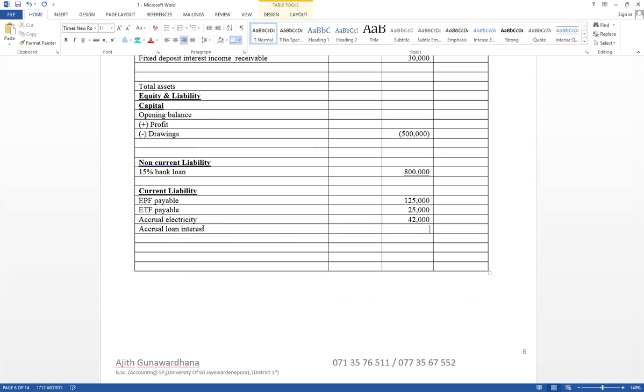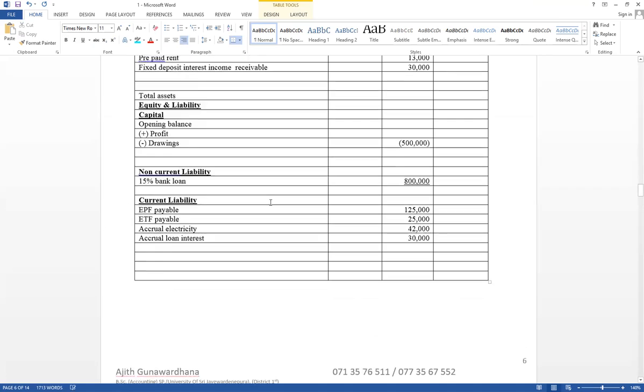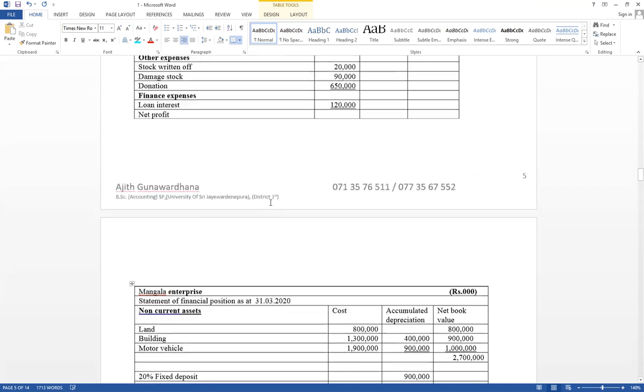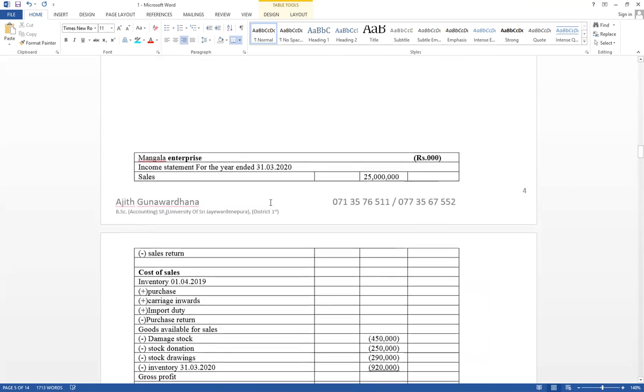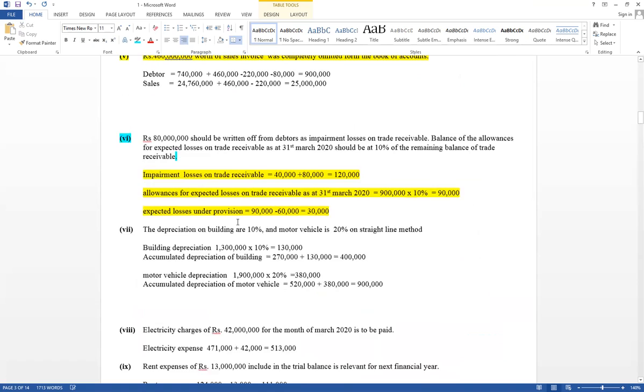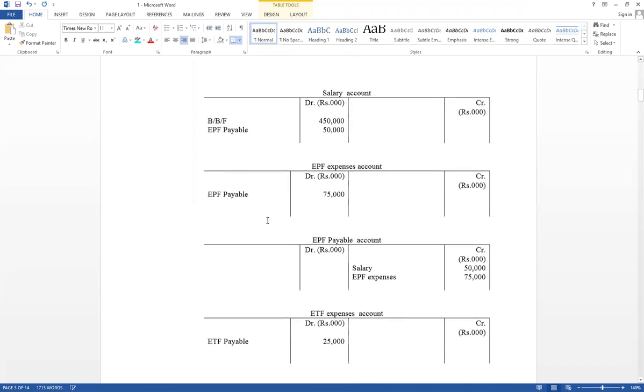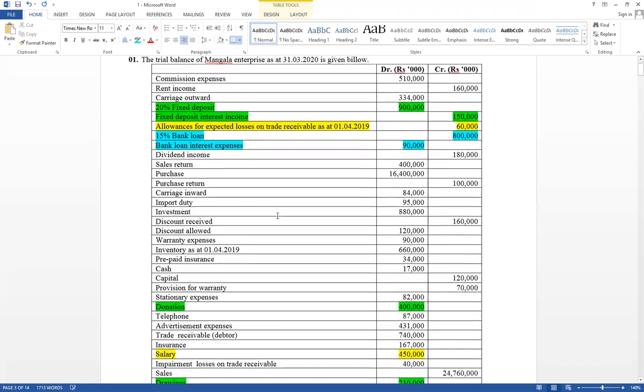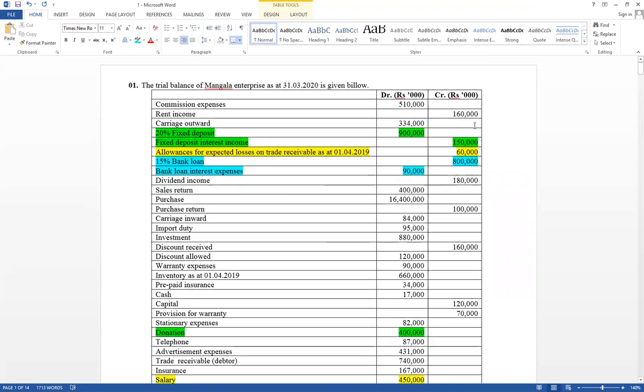As accrual loan interest, 30,000 should be included under current liability. Those are the adjustments. Adjustment should be done from the beginning. From the beginning, interrelated adjustment should be done. Then all other things, there is no double entry, only single entry. Commission expense should be included in distribution expense. From the beginning should be complete.